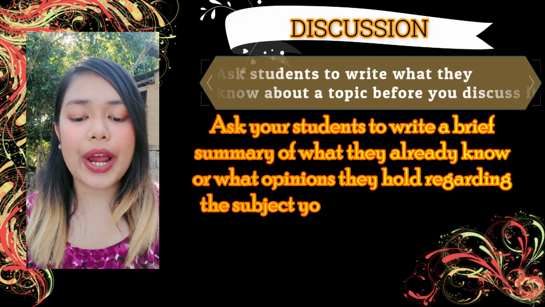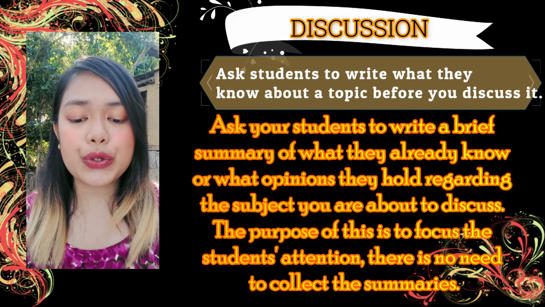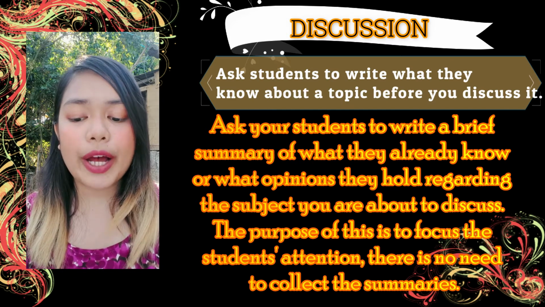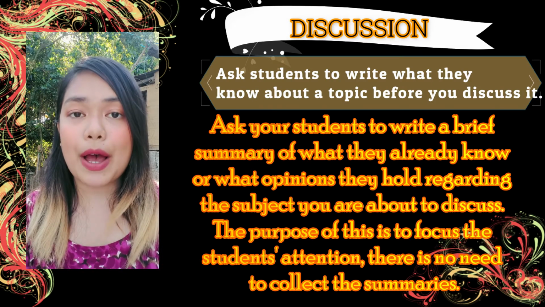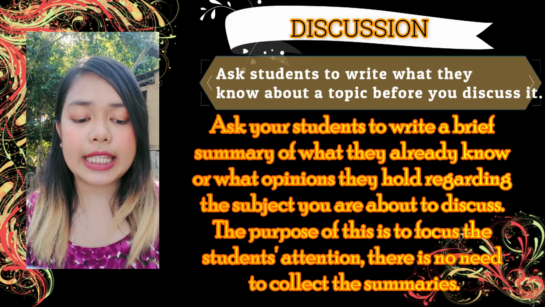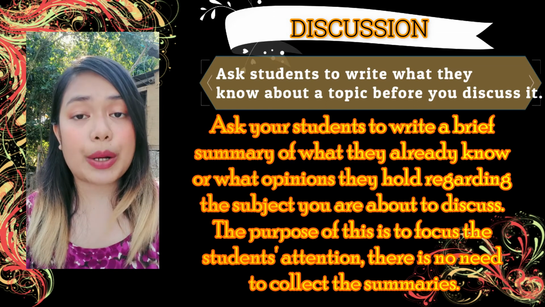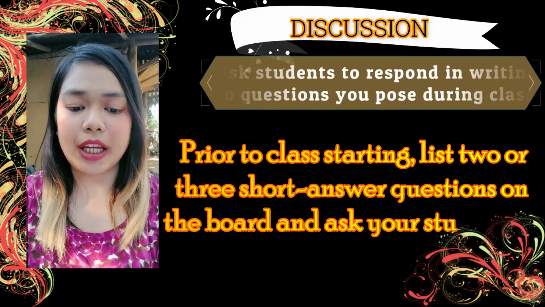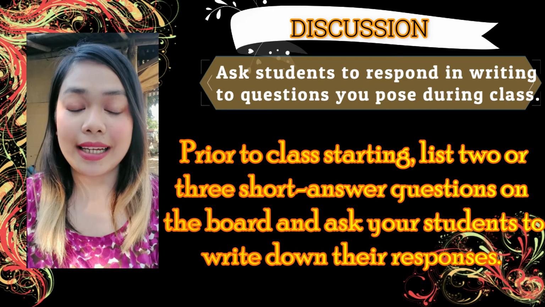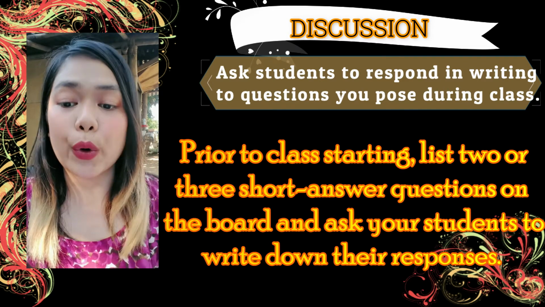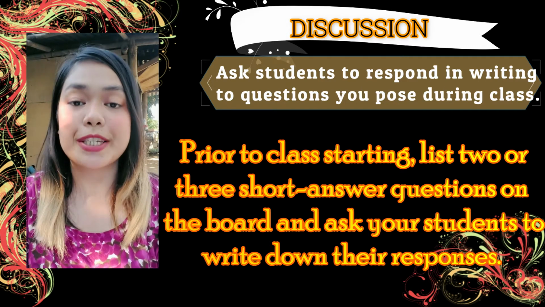Assigning in-class writing activities. Ask students to write what they know about the topic before you discuss it. Ask your students to write a brief summary of what they already know or what opinions they hold regarding the subject you are about to discuss. The purpose of this is to focus the students' attention. There is no need to collect the summaries. Ask students to respond in writing to questions you pose during class. Prior to class starting, list two or three short answer questions on the board and ask your students to write down their responses.